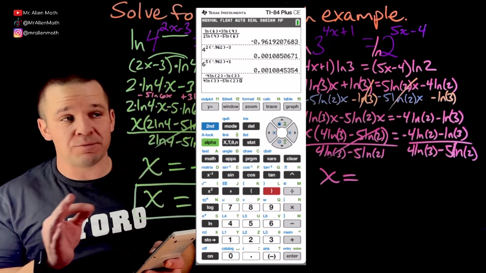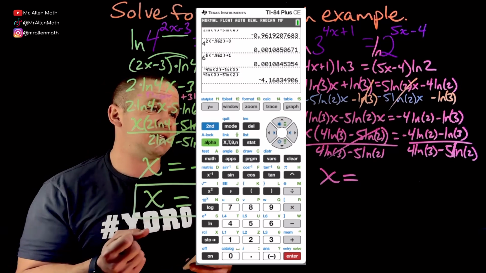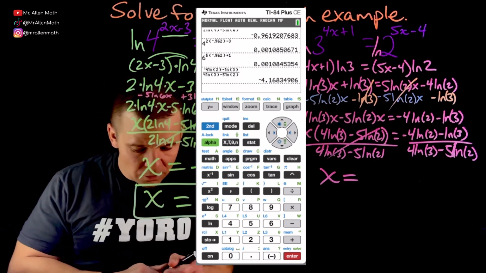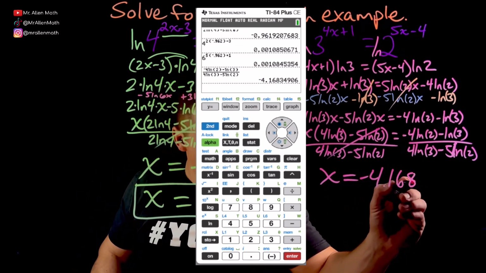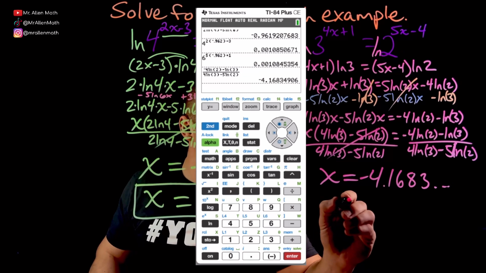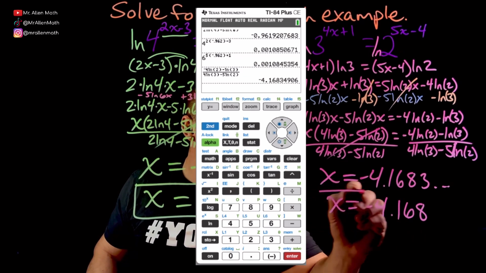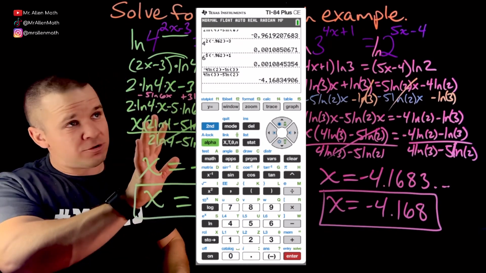Okay, and the same thing here, even if you did log, like I was saying before. If you just did log, which is log base 10, you get the same exact answer. We get ourselves negative 4.1683 and change. So we're going to go with negative 4.168 as my final rounded answer. Only rounded once.